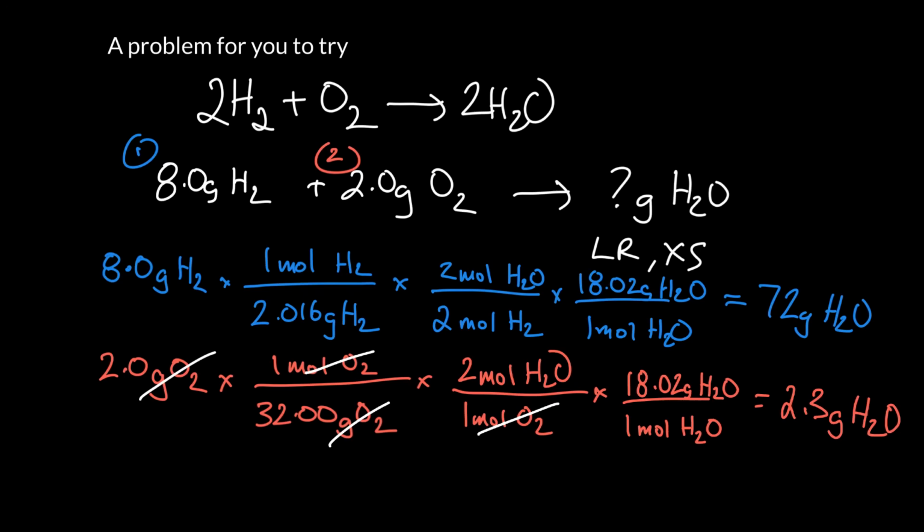So clearly we can't have 2 different answers. So we go by the smaller. So essentially the oxygen is the limiting reactant. When it's all used up, it can only make 2.3 grams of water. And that means that the hydrogen is the excess reagent.